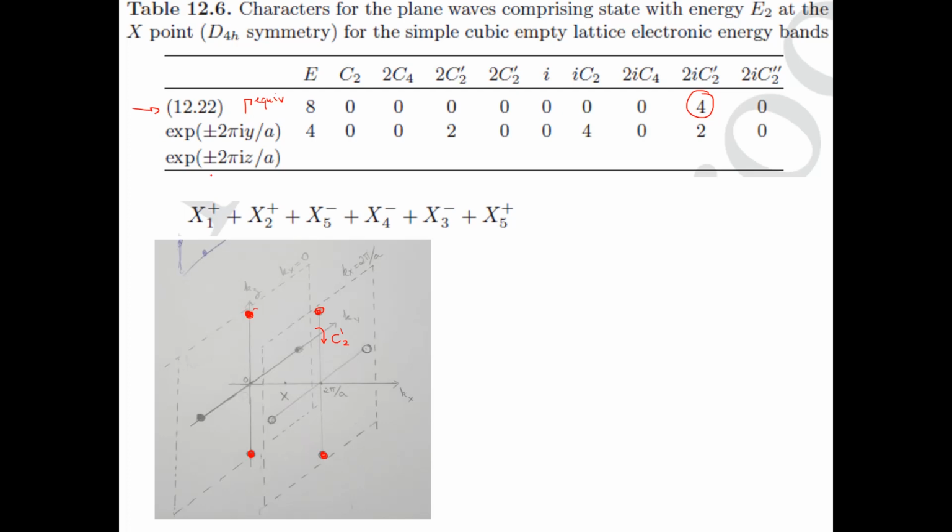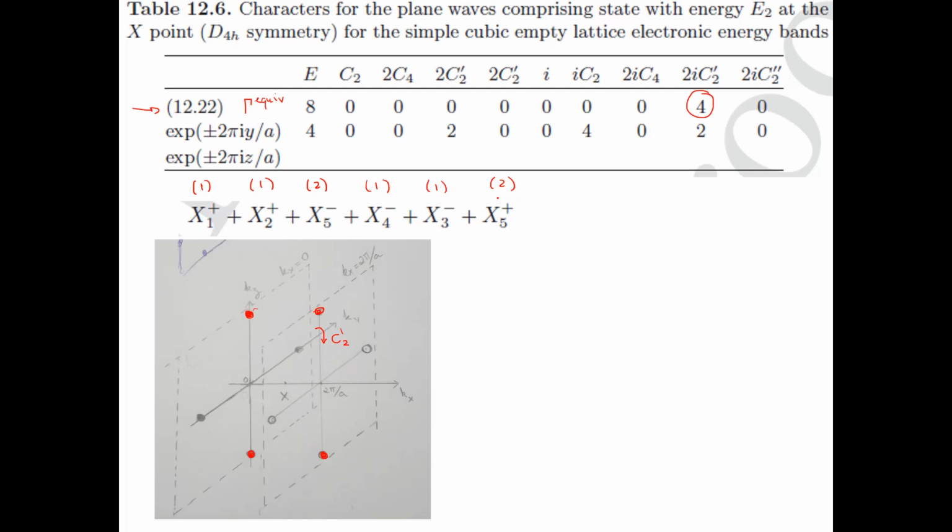X5 minus is a double degenerate state. X4 minus and X3 minus are odd under inversion, non-degenerate states, and X5 plus. So the degeneracies here are 1, 1, 2, 1, 1, 2, and the plus and minus signs refer to even or odd under inversion.